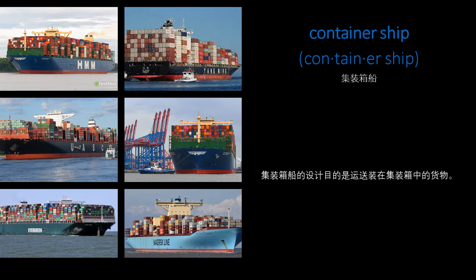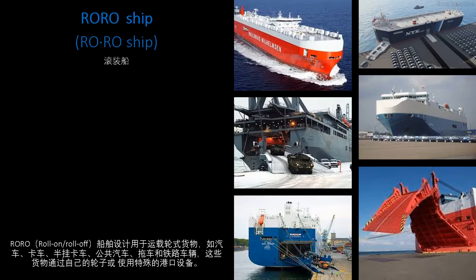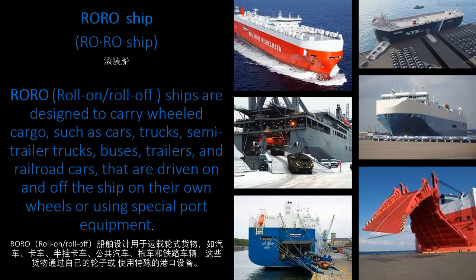Container ship. A container ship is designed to carry goods stowed in containers. Roll-on, roll-off ships are designed to carry wheeled cargo, such as cars, trucks, semi-trailer trucks, buses, trailers, and railroad cars that are driven on and off the ship on their own wheels or using special port equipment.